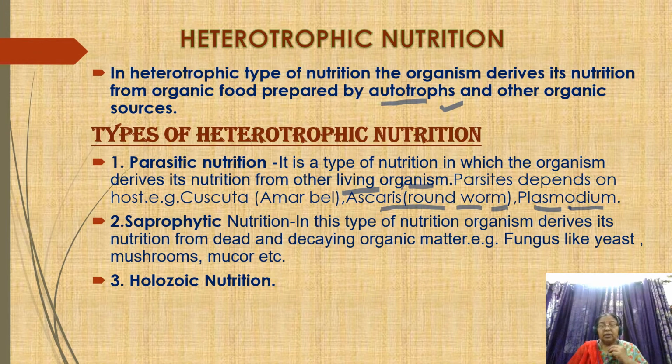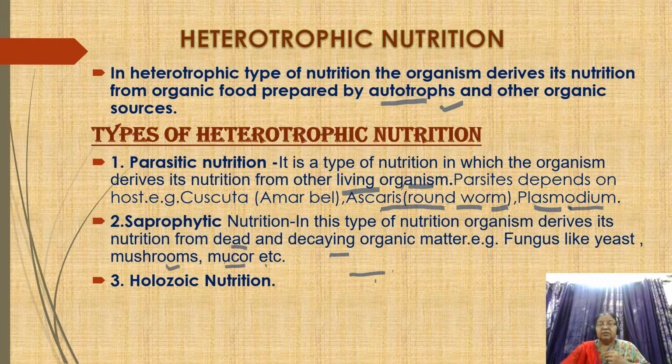Okay. Next is saprophytic nutrition. Sap means decaying and dead organic matter. What is dead matter? Once it was a part of a tree, now it is dead. A log of wood. Wood mushrooms grow on that log of wood. Similarly, bread: once it was a wheat plant, now it is wheat flour and bread. So bread mould, Mucor, then yeast, all these fungi grow on dead and decaying organic matter.